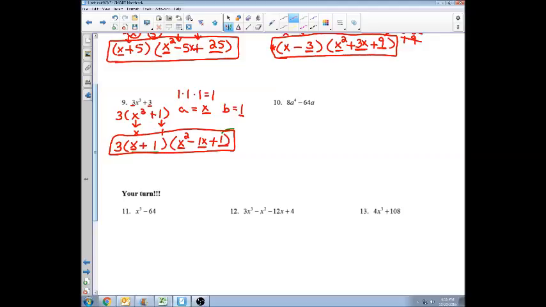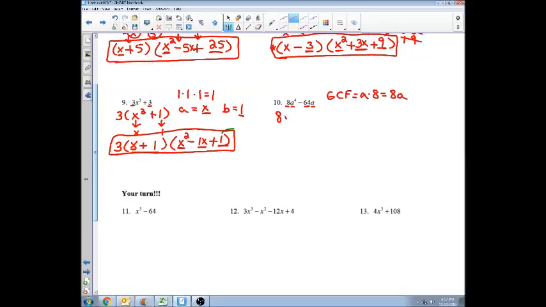All right. On to number 10. I have an a to the fourth. That right now should tell me that there's no way I could have the difference of two cubes if there's an a to the fourth. I'm looking at cubes. I'm not looking at quads, right? So I'm going to look for a GCF. Well, there's obviously an a in there, so my GCF is going to have an a involved. There's an 8 here. Is 64 perfectly divisible by 8? Yes, it is. So my GCF is going to be 8a.